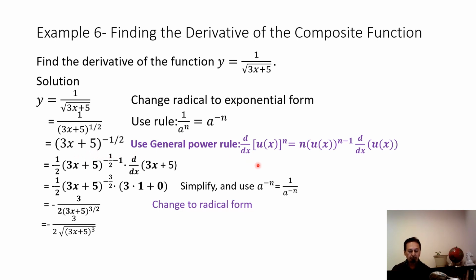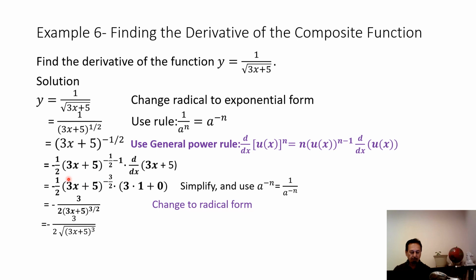Now we apply the general power rule. The general power rule says you bring the power down, and don't do anything within the parentheses, just copy this u of x, but subtract 1 from the power, and in the end multiply by the derivative of the 3x plus 5, and that's called the chain rule. Now we simplify, so we copy negative 1/2, 3x plus 5, and negative 1/2 minus 1 becomes negative 3/2. So the derivative of 3x is 3 times 1, the derivative of 5 becomes 0. So we simplify this into 3.